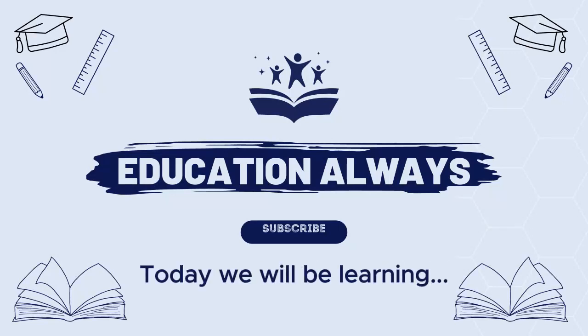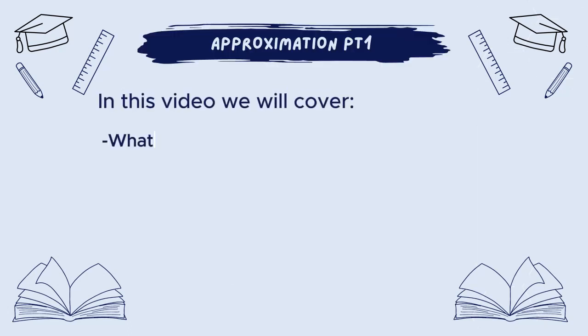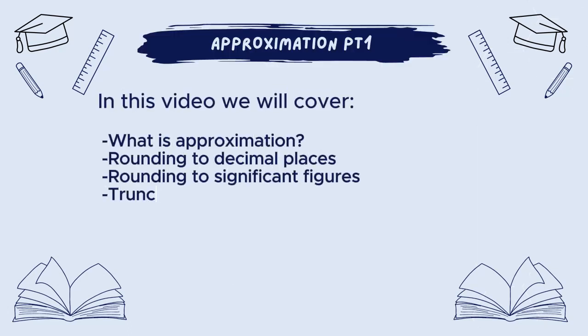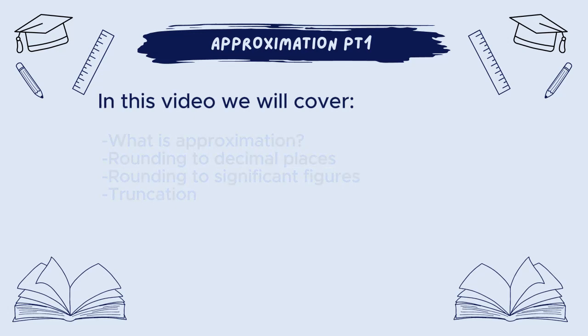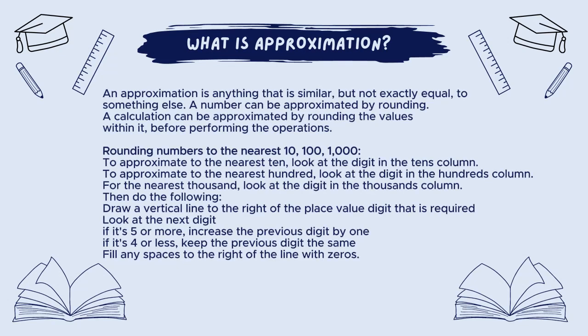Today we will be looking at approximation. This is part 1. In this video we will cover what is approximation, rounding to decimal places, rounding to significant figures, and truncation. An approximation is anything that is similar but not exactly equal to something else. A number can be approximated by rounding. A calculation can be approximated by rounding the values within it before performing the operations.